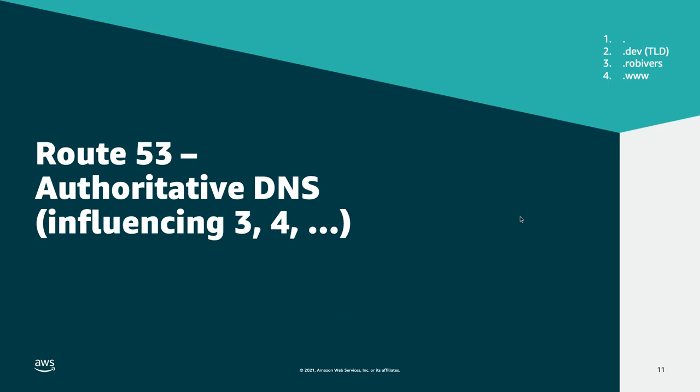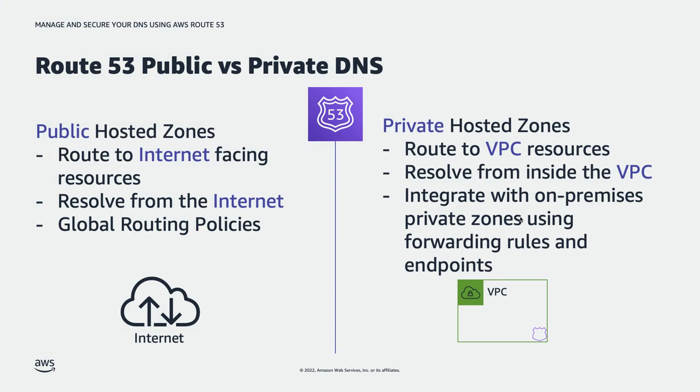Okay, so authoritative DNS. There are two ways of doing authoritative DNS in Route 53. The first way is using public hosted zones. This is what we've done now, registering a domain name and making sure that we have our DNS resolving. Then we have private hosted zones, and those are only accessible within your VPC in AWS.